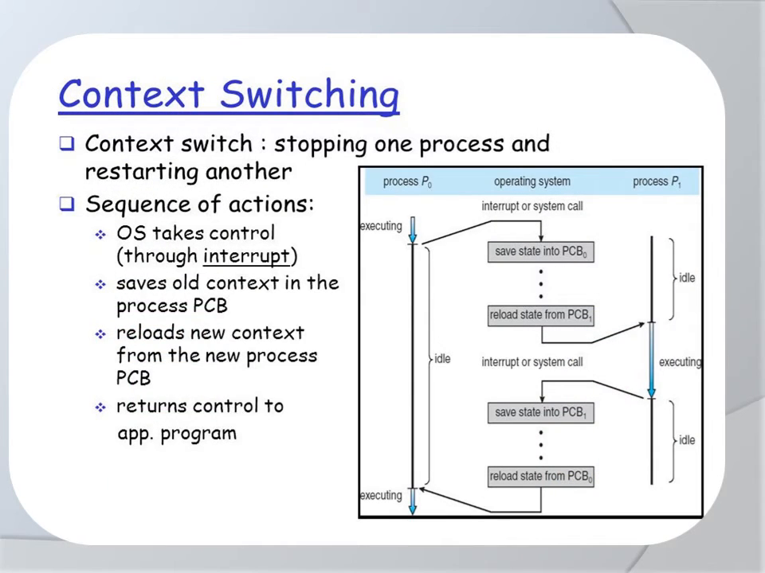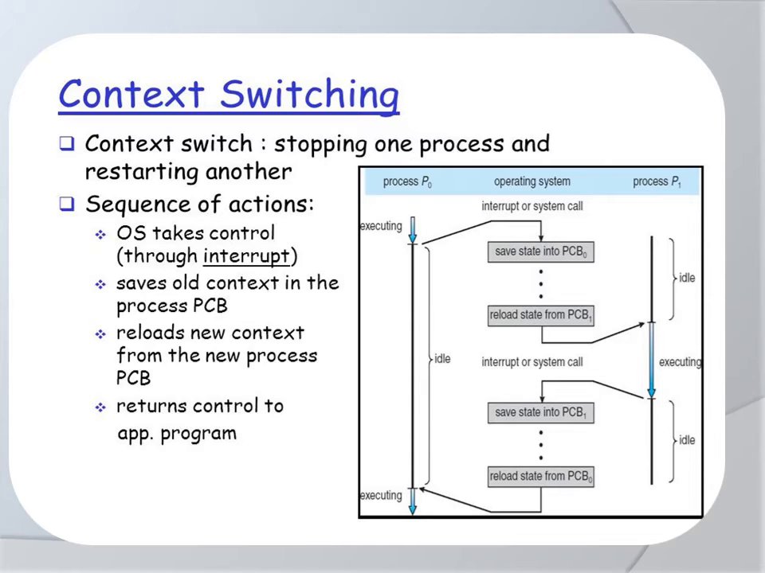Now, context switching: stopping one process and restarting another process. Sequence of action: the operating system takes control through an interrupt. If there is an interrupt of one process for any reason, then control is taken by the operating system. Save the old context in the process PCB. Reload the new context from the new process PCB.